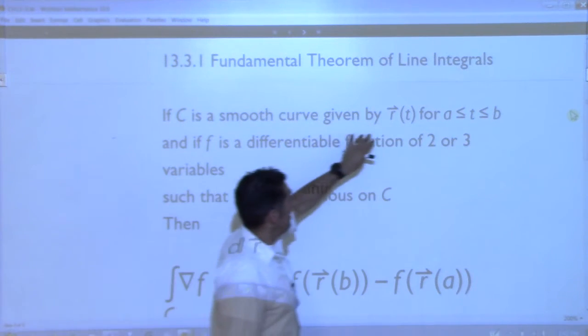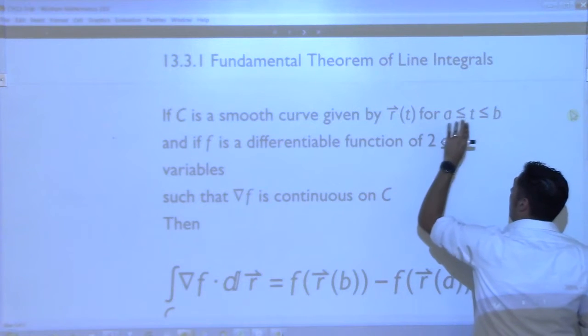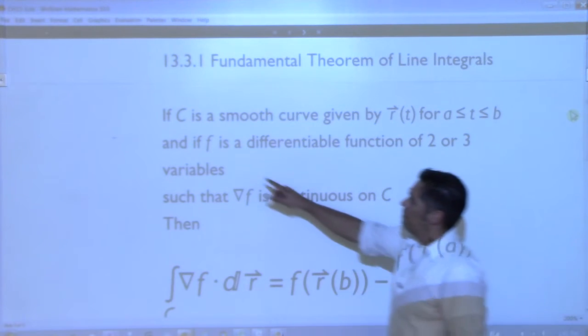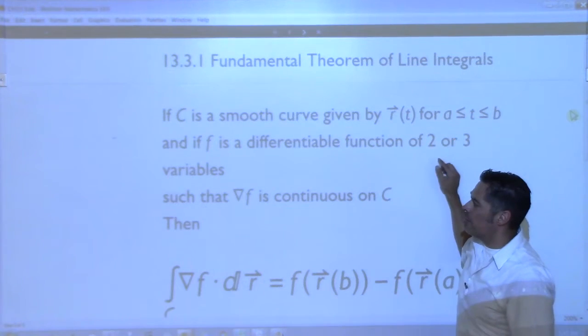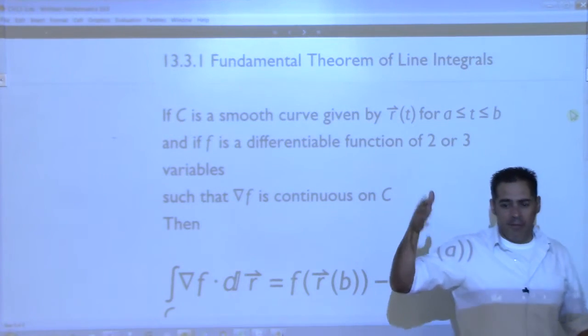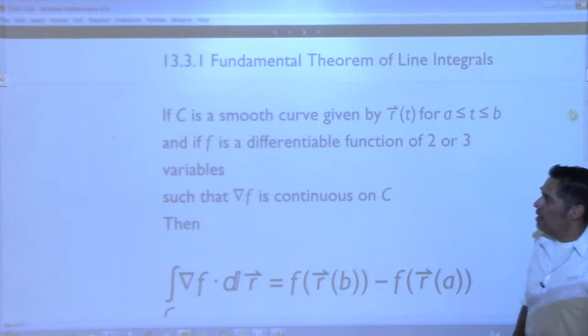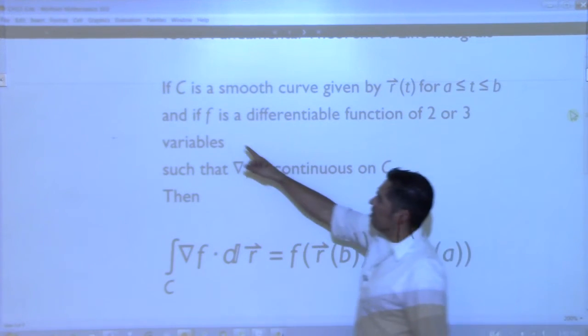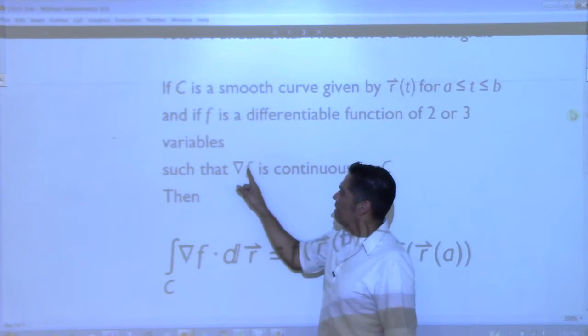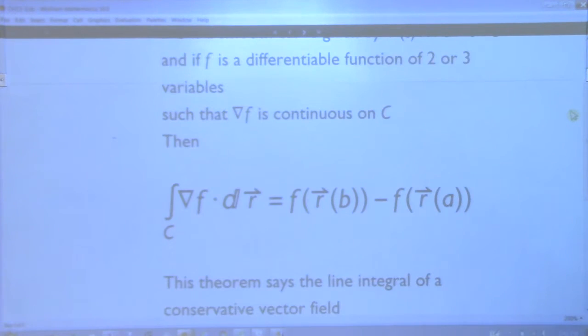So we have a smooth curve given by some vector function r of t, and we're defined between a and b for time, or t. And let's suppose that f is a differentiable function of 2 or 3 variables. In other words, f is a scalar function, so it's either like f of xy or f of xyz, but it's a scalar function. And suppose that we take the derivative of this function, which is the gradient, right? We take the gradient, then look at this result. Does that look familiar? Does it look kind of like what I just had on the board?